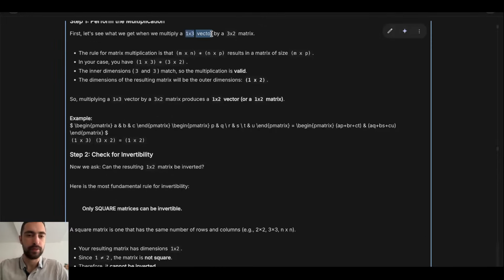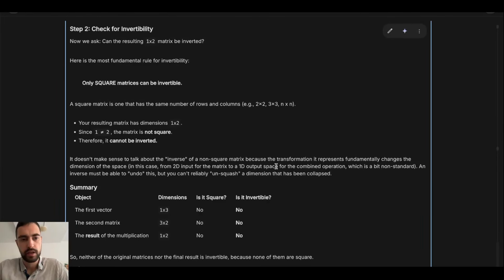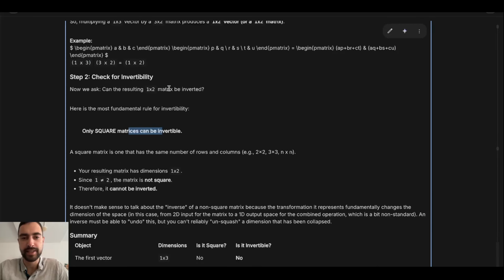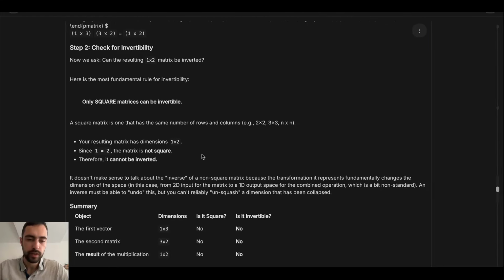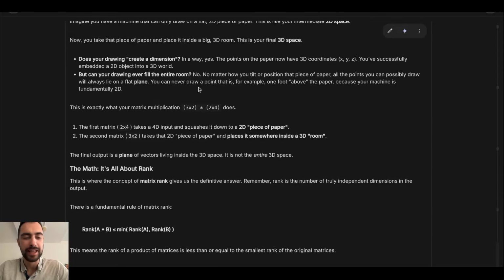Let's follow an example. Let's say we have a vector and it's just 3 numbers in the vector and we have a 3 by 2 matrix. So if we multiply 1 by 3 times 3 by 2, we get a 1 by 2 vector at the end. So only square matrices can be invertible because in this case we destroy one dimension, so we cannot get back. We don't know what the dimension was. And I'll show you one more example.